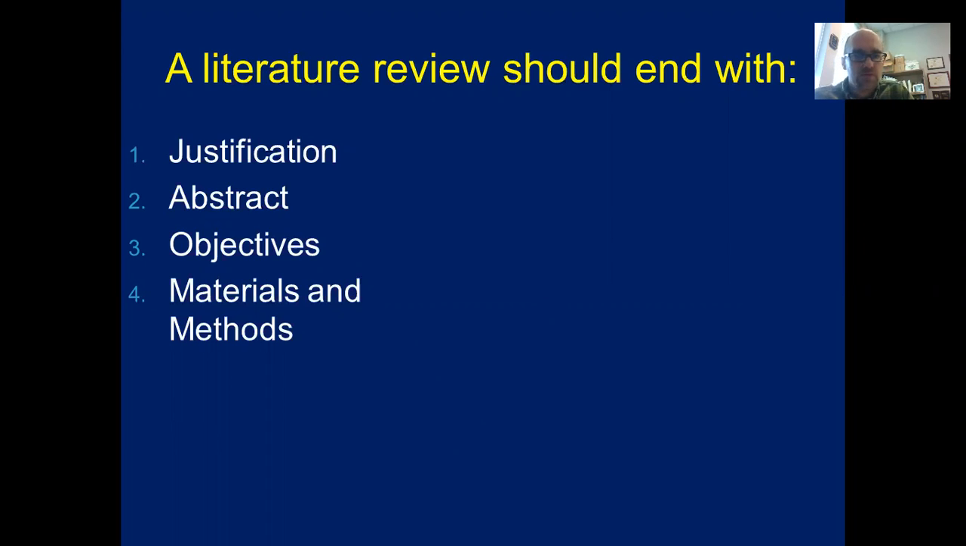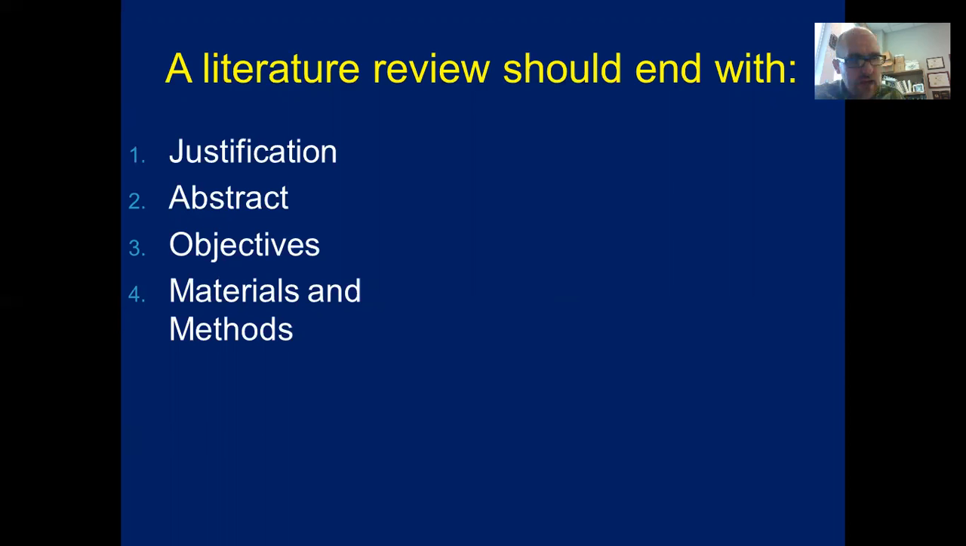Okay, so we'll review some questions real quick before we move on into descriptive research. So a literature review should end with the justification, abstract, objectives, or materials and methods. So a lit review really should end with objectives. Now, some advisors maybe would want you to have it set up a little bit differently. For the most part, this is a good rule of thumb, because this is what's done a lot of times with research papers as well. So number 3, objectives, is the correct answer for that one.